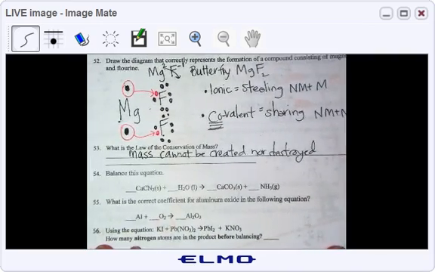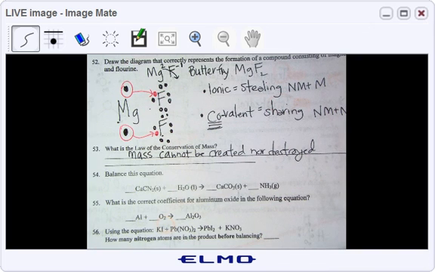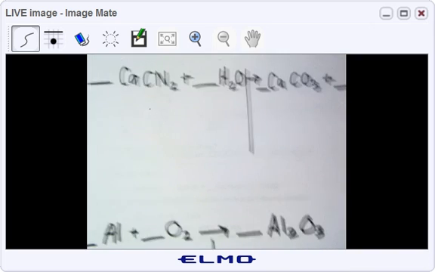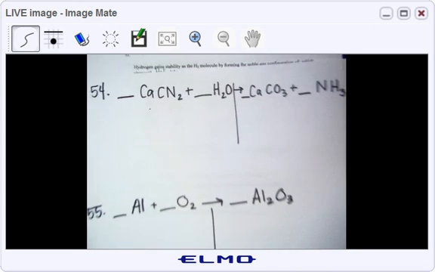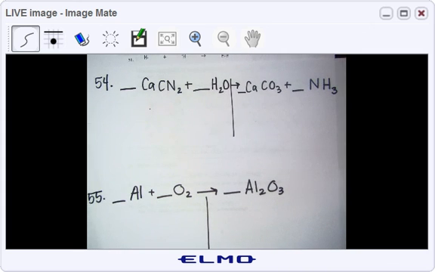Balance the equation. For number 54, there wasn't that much space. It's the same thing. I just wrote it down on this piece of paper. So I am doing number 54 and 55 here so you can see. So you can go ahead and start balancing.